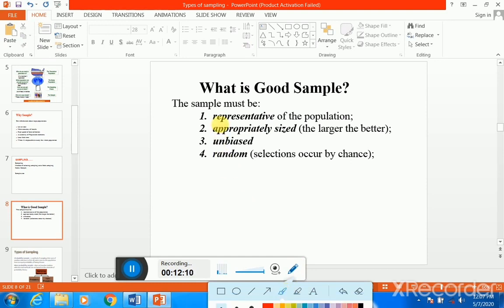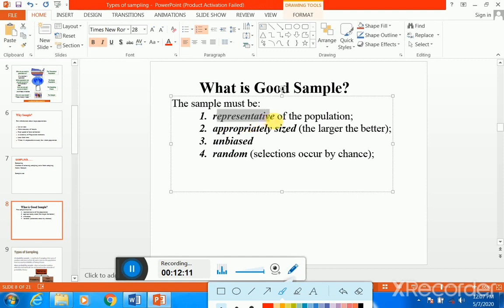Look at here. Representation means, for example, what we want to study. Let's suppose for example I want to study the doctors, the behavior of the doctors. For this I have to select doctors, is it?